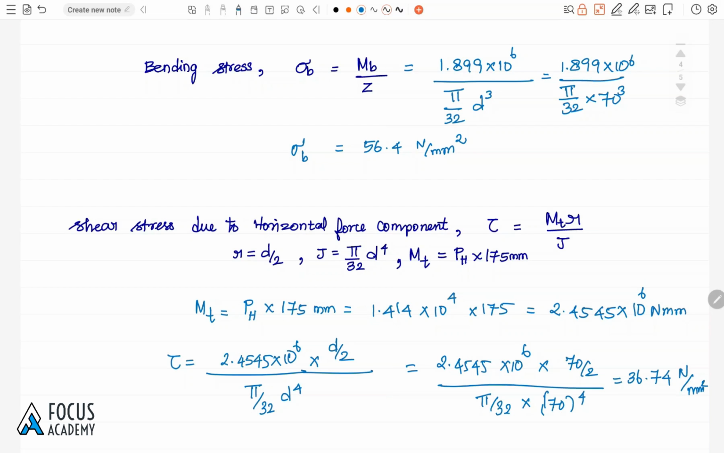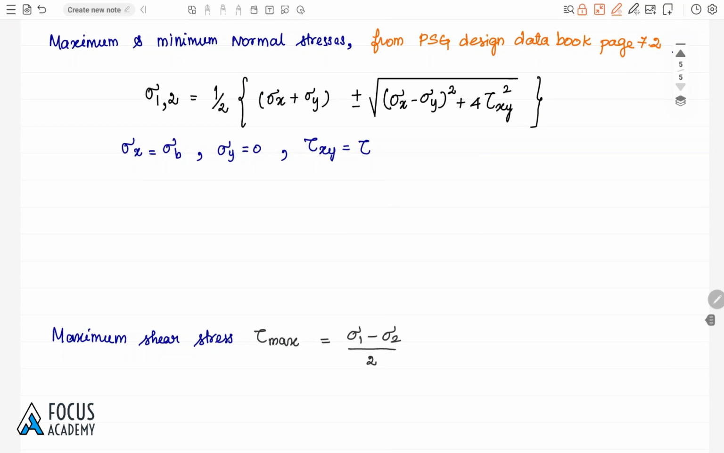That's it. So now we have calculated the bending stress value and shear stress value. Using the calculated stress values, we have to apply them in the normal stress and maximum shear stress formula. The data is on page number 7.2 of the PSG design data book. So here is the maximum and minimum normal stress formula, and here is the maximum shear stress formula. In the formula there is plus or minus. If you substitute plus, you get the maximum stress value. If you substitute minus, you get the minimum stress value.